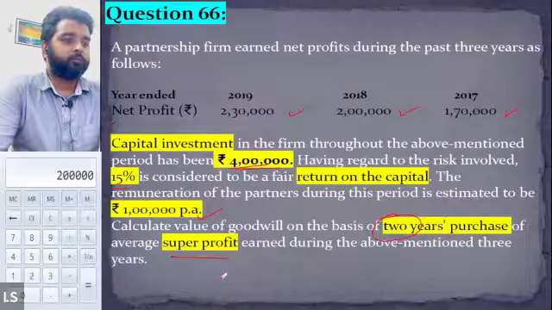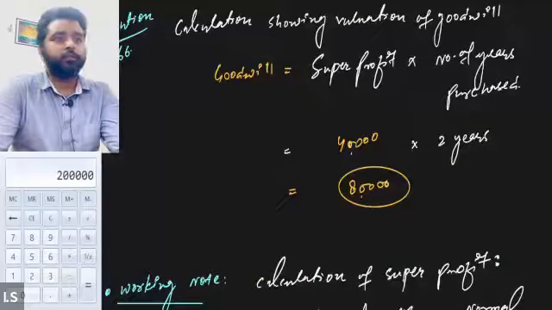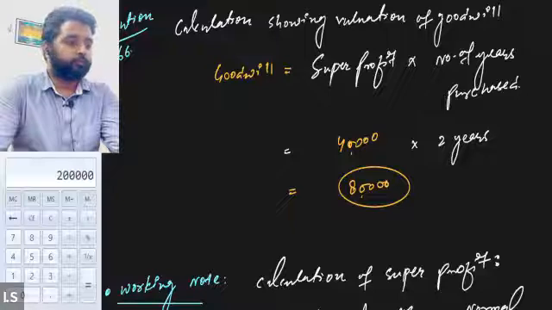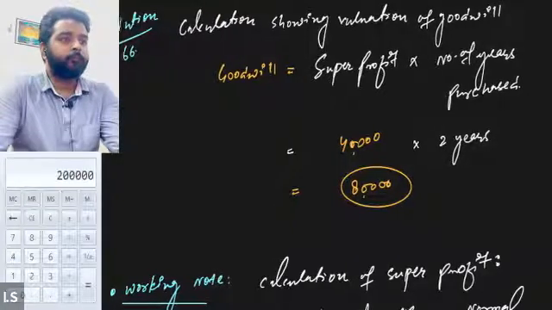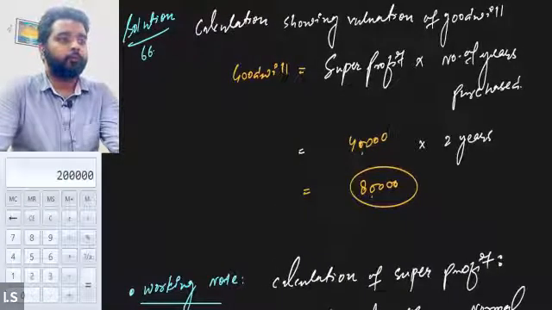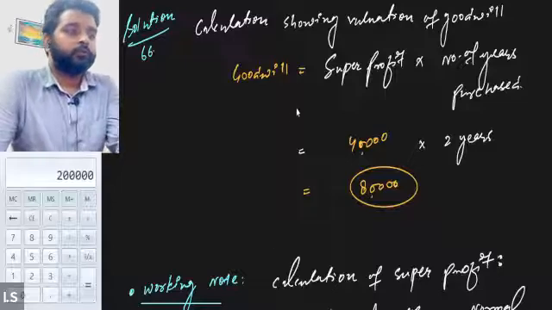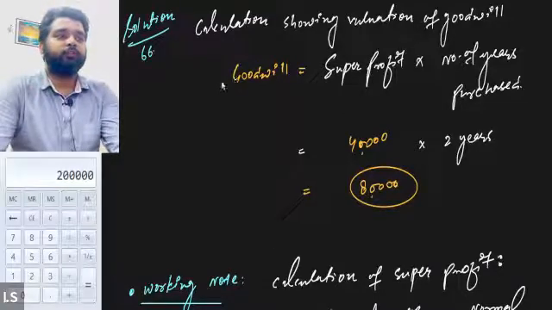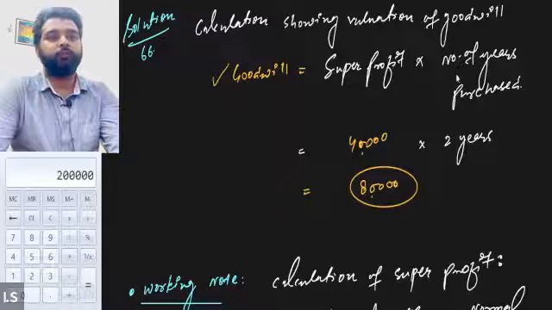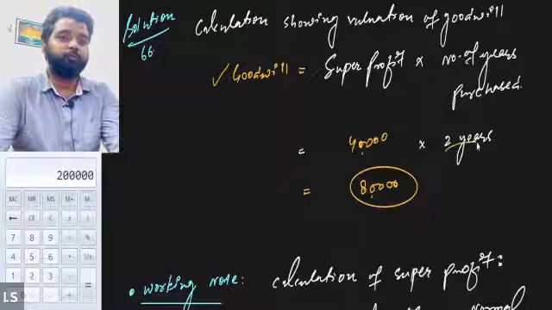So let me show you the solution of this question. So this is how we will be solving it. So, valuation of goodwill. First of all, we will apply the formula for the calculation of goodwill: super profit into number of years purchase. And since the number of years purchase is already given, we can put its value, which is 2 years.